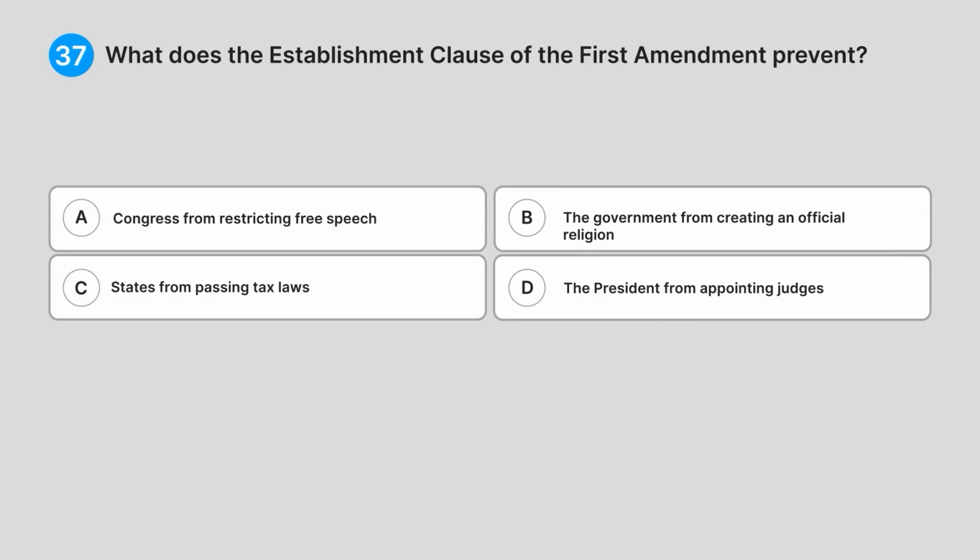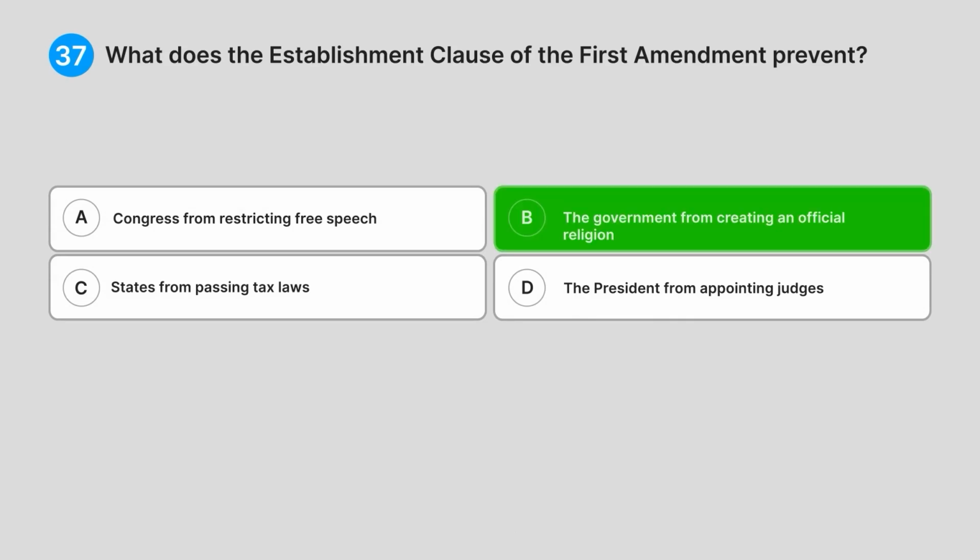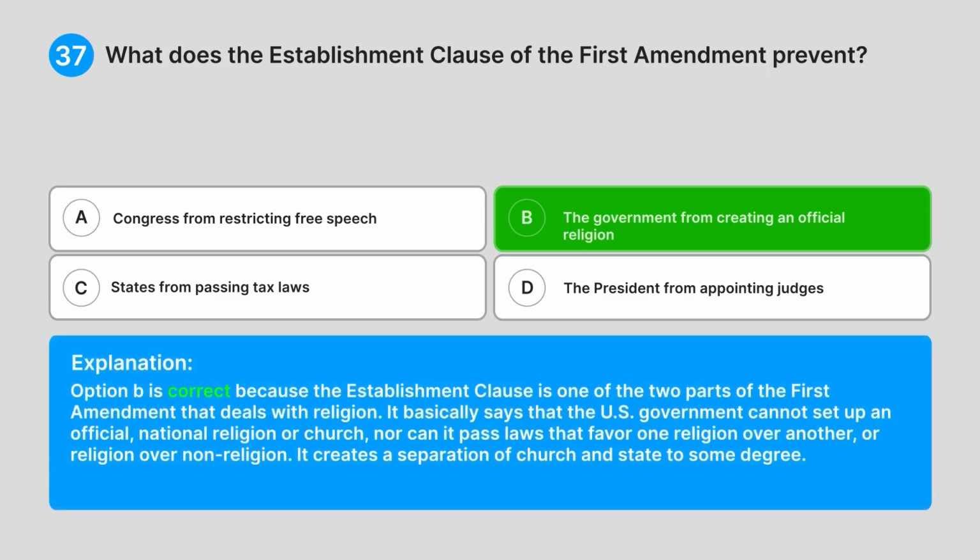Correct answer, B. The government from creating an official religion. Explanation. Option B is correct because the Establishment Clause is one of the two parts of the First Amendment that deals with religion. It basically says that the US government cannot set up an official, national religion or church, nor can it pass laws that favour one religion over another, or religion over non-religion. It creates a separation of church and state to some degree.